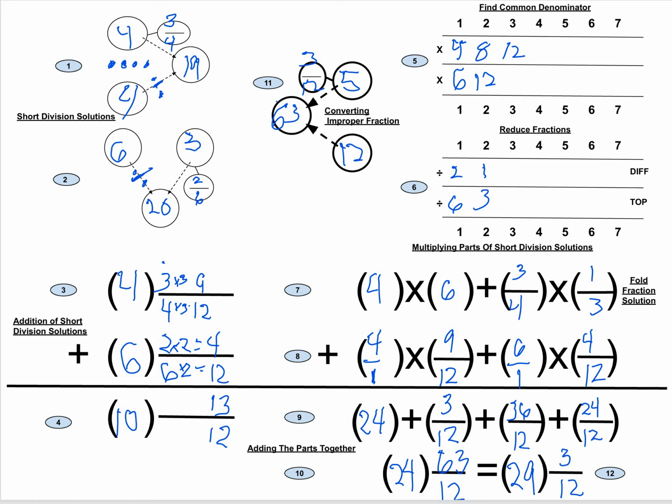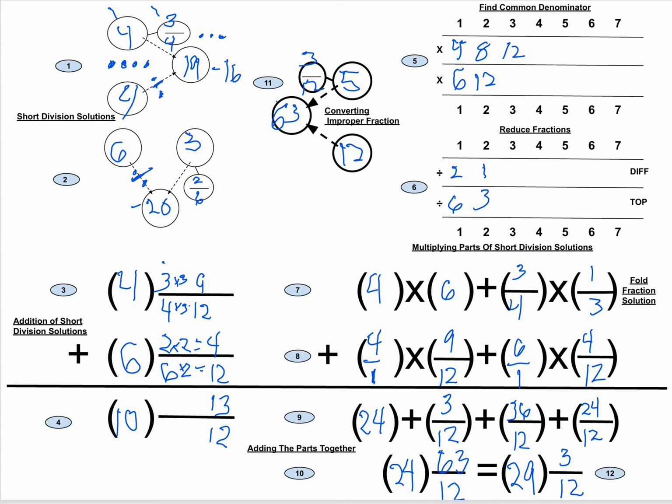Then we have 19 take away 16, and we can count after 16 until we get to 19, and we'll have 17, 18, 19. And that will give us 3. So we have a remainder of 3 over 4. And so our answer to 19 divided by 4 will be 4 3/4.